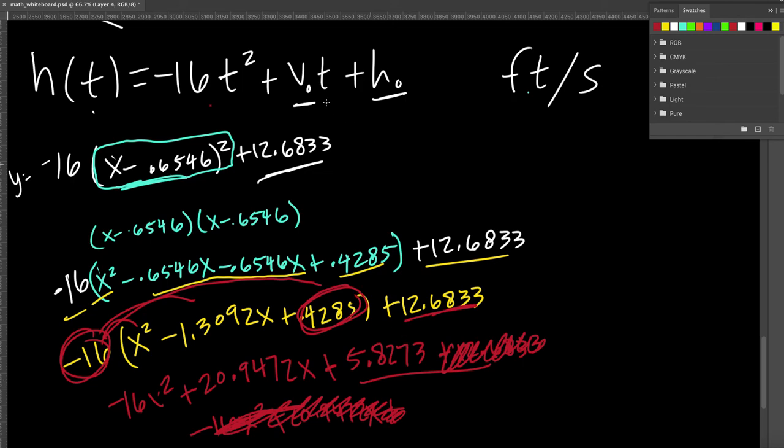Now, initial velocity, we get 20.94 whatever. So I'm just going to round that to the whole number, so 21 feet per second. So that's how hard she threw the ball. She threw the ball 21 feet per second, and that's her initial velocity. So that's about it.